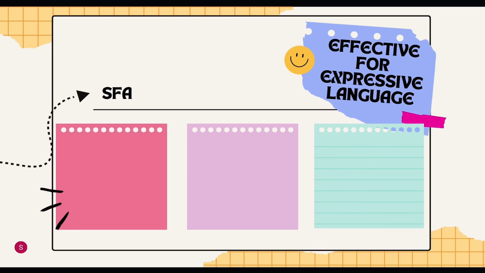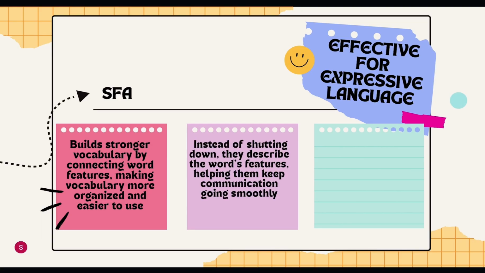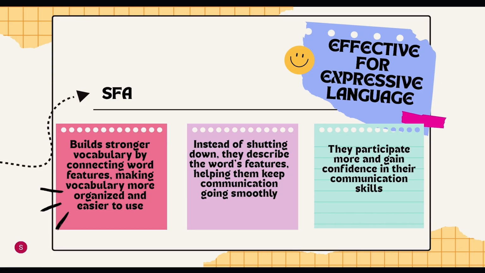SFA therapy is effective for improving expressive language because it provides clients a structured method to retrieve and use words. It builds stronger vocabulary by connecting word features, making vocabulary more organized and easier to use. Instead of shutting down when a word is hard to retrieve, clients learn to describe the word's features, helping them keep communication going smoothly. This encourages them to participate more and gain confidence in their communication skills.